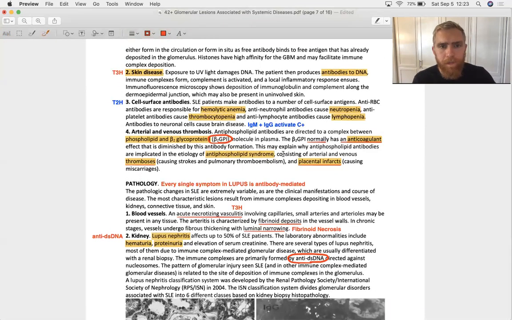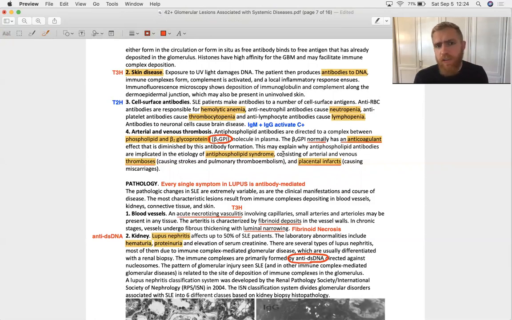Skin disease. Exposure to UV light damages DNA. The patient then produces antibodies to DNA, especially if there's a problem with apoptosis. Immune complexes form against the antigen. Complement's activated. Local inflammatory response ensues. So layers of the skin get edematous and start to separate, and then parts of the skin can start to slough off. So that's malar rash with peeling, and that's oral ulceration on the lips or buccal mucosa, on the gums maybe, the gingiva.